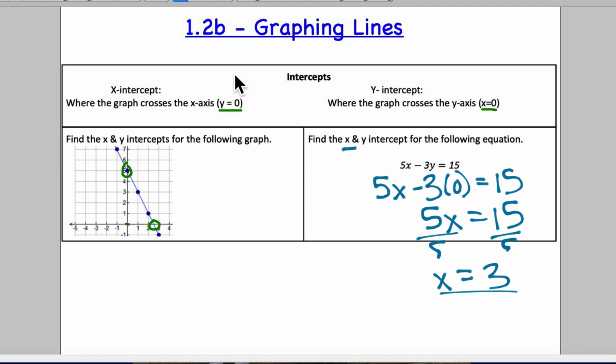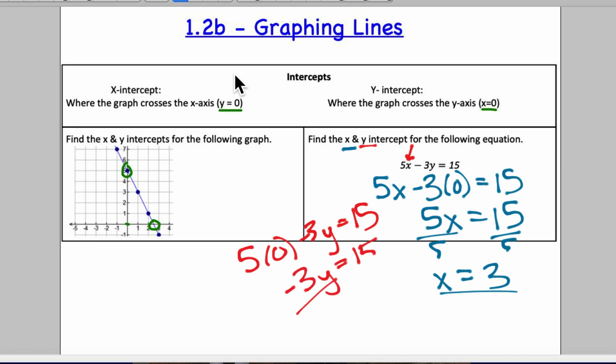And then if I need to find a y-intercept, that's where I'm going to plug in 0 for x. It's not 0 for y, it's 0 for x. And again, the math is pretty easy here. I have the same equation. 5 times 0 is 0, so I just get negative 3y equals 15. And I can divide by negative 3, and I'll get y equals negative 5. So that would be my y-intercept, right? So again, x-intercept, plug in 0 for y. A y-intercept, plug in 0 for x.